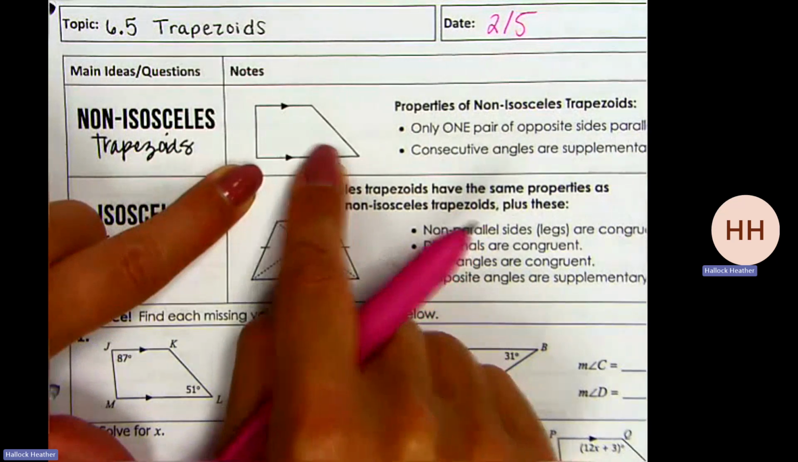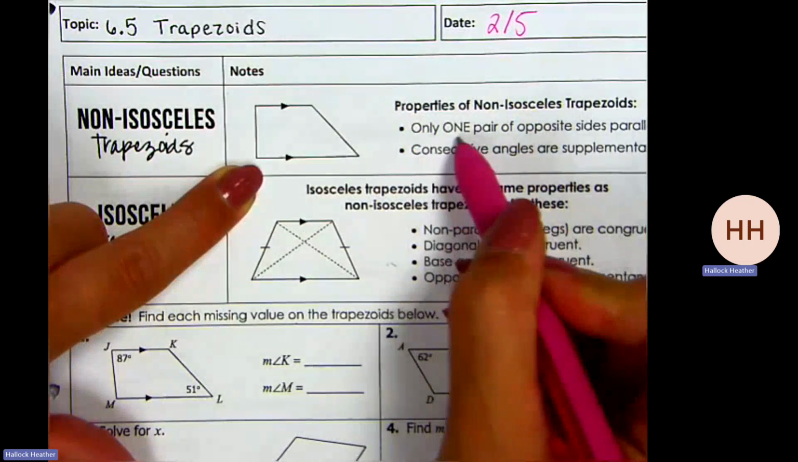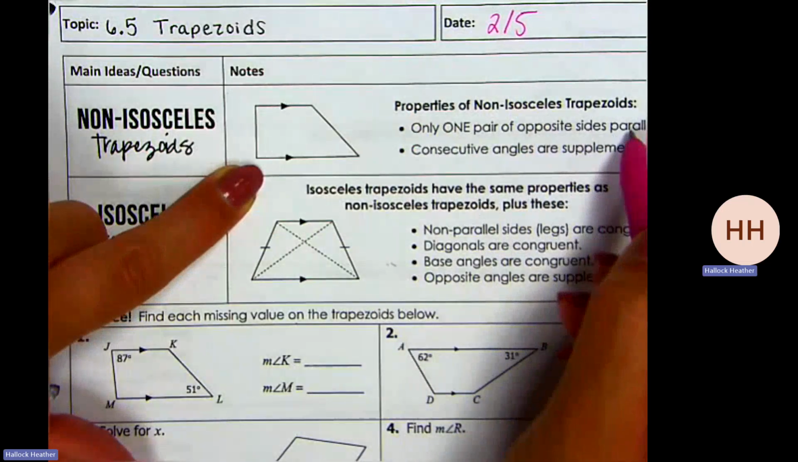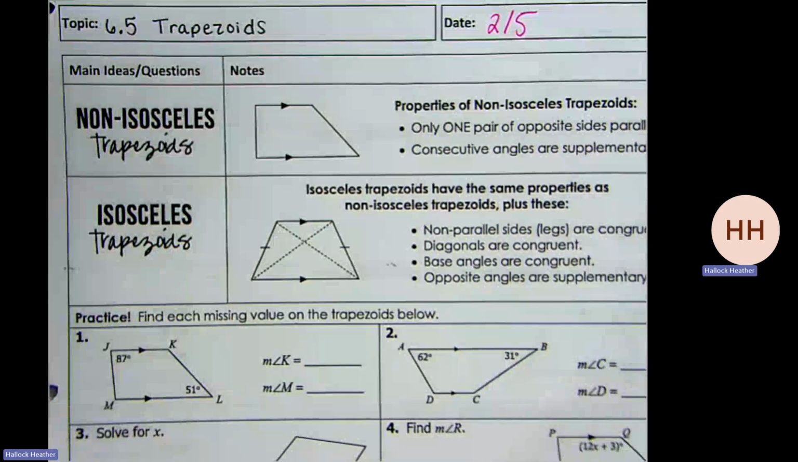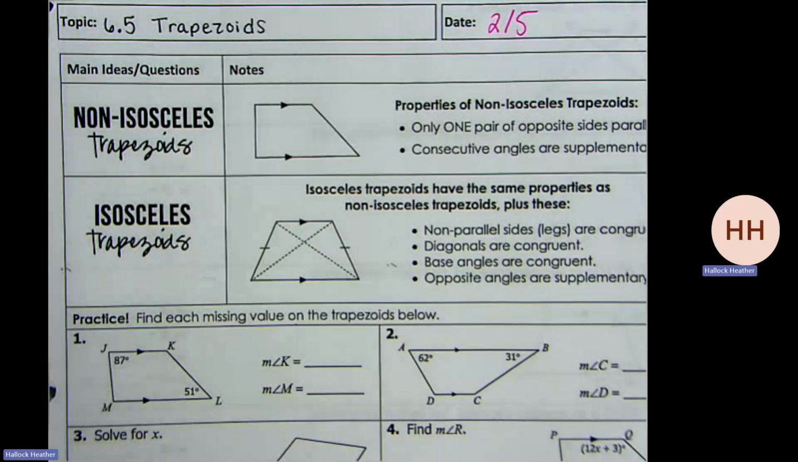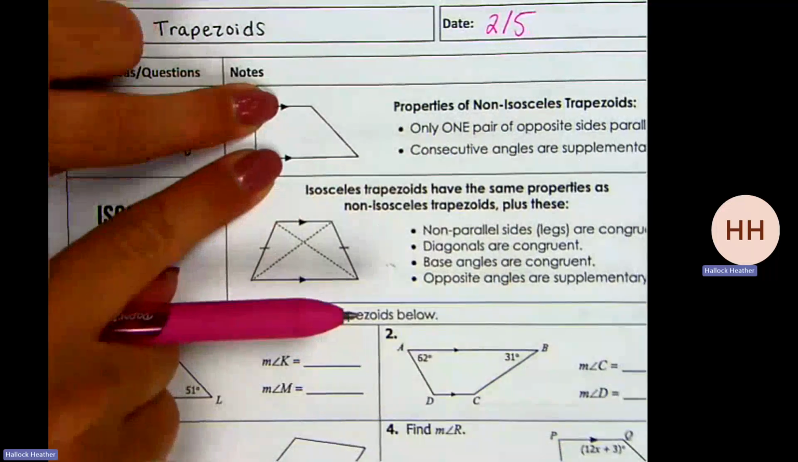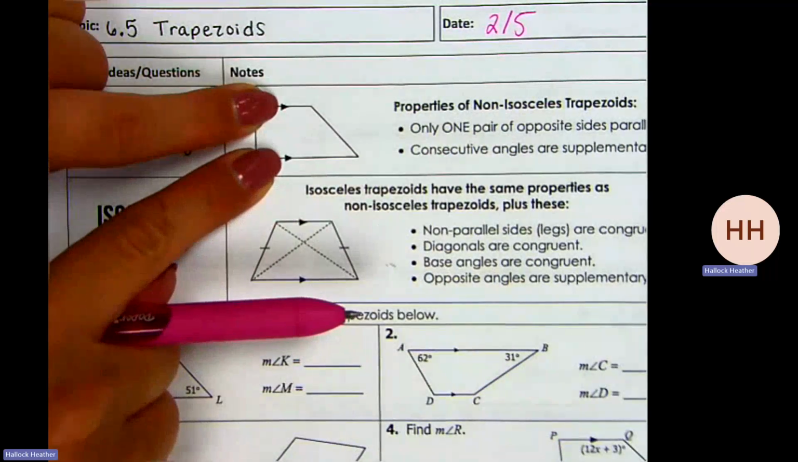So if it looks a little weird, you can obviously tell this side is shorter than this side. Only one pair of opposite sides is parallel. So all the shapes that we've done so far were made of two parallel sides. We'd have a rectangle, a square, same thing. This only has one set of parallel sides. That's what the little arrows mean. The arrows mean that they are parallel.